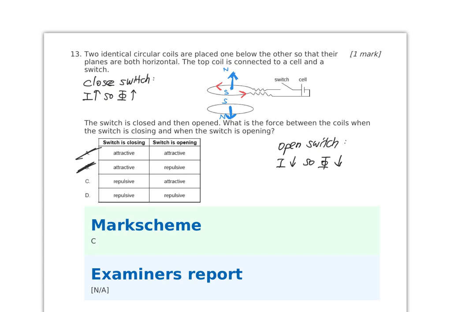So with an open switch, there's going to be an induced magnetic field to reinforce, and that actually would produce an attractive force. And so when we close the switch, there is a repulsion, but when we open the switch, there is an attraction, hence choice C.